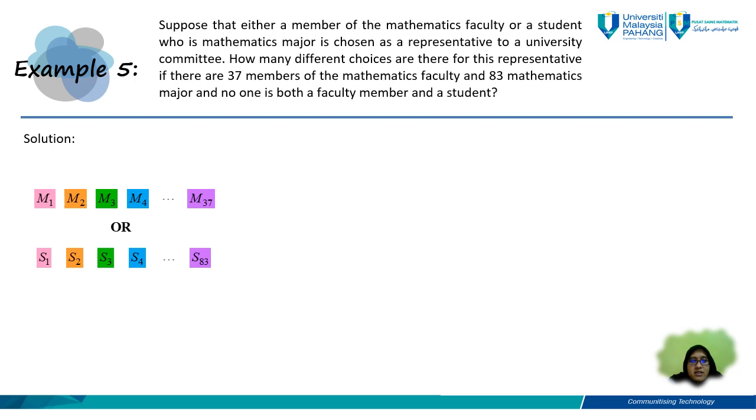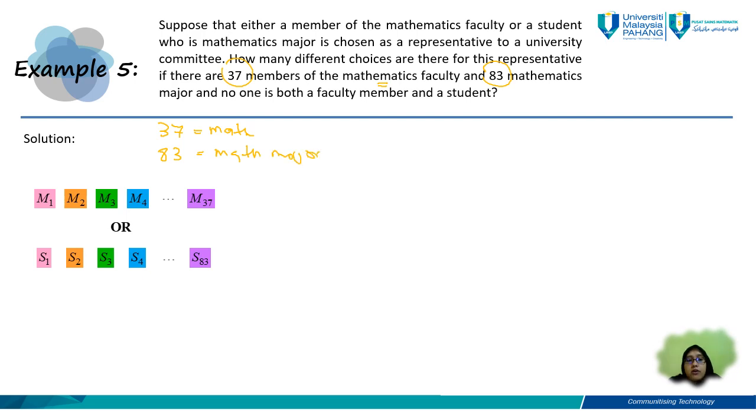Okay, so now let's test our understanding of the sum rule with example number 5. Suppose that either a member of the mathematics faculty or a student who is a mathematics major is chosen as a representative to a university committee. How many different choices are there for this representative if there are 37 members of the mathematics faculty and 83 mathematics majors, and no one is both a faculty member and a student? So we know we have 37 from the mathematics faculty, while we have another 83 candidates from the mathematics majors.